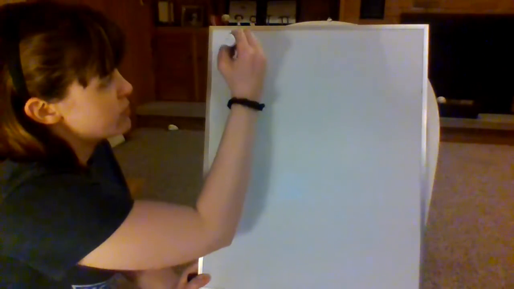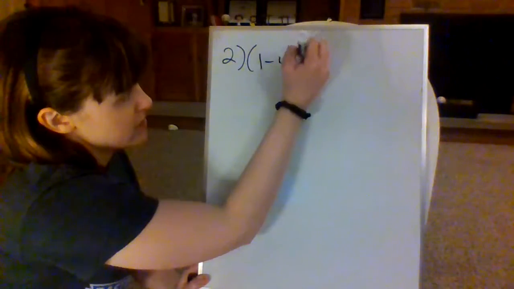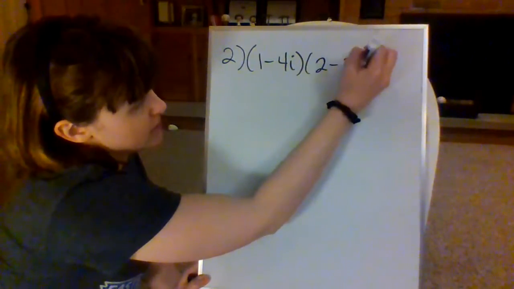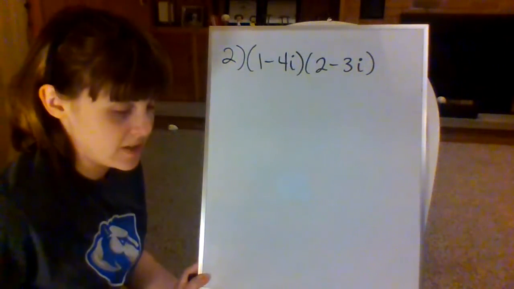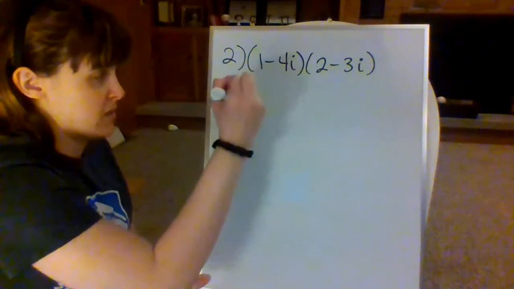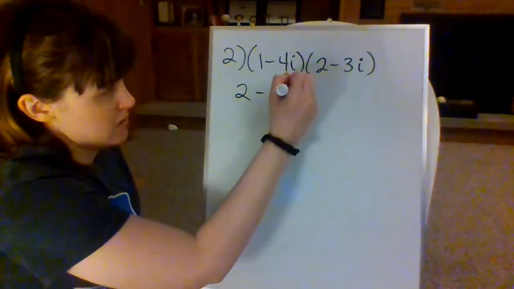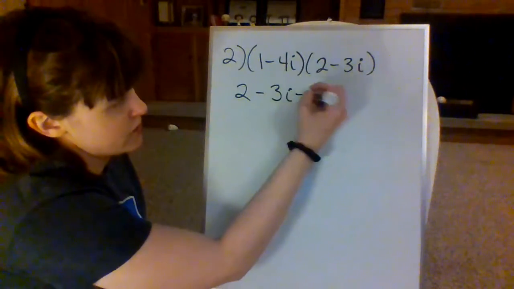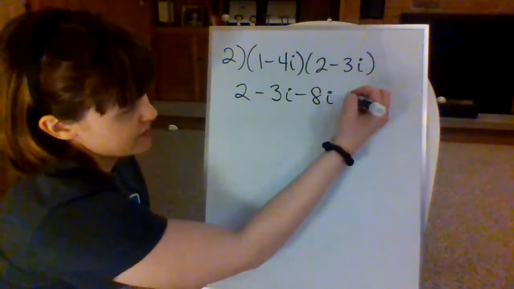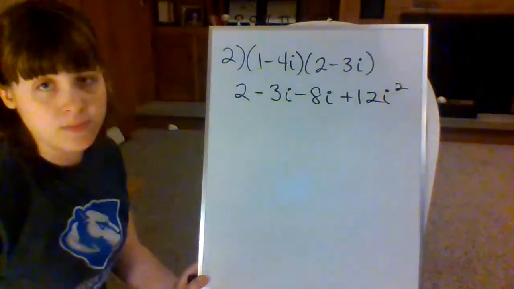Okay, so number 2 looks like this. It says 1 minus 4i times 2 minus 3i. Okay, so if we're going to FOIL this, we're going to have 1 times 2, 1 times negative 3i, negative 4i times 2, and negative 4i times negative 3i. So it's going to make plus 12i squared.